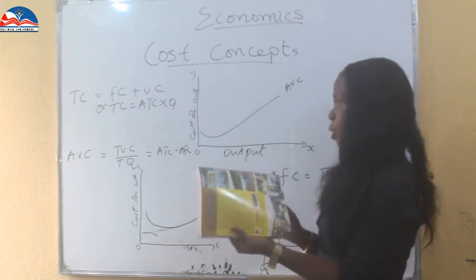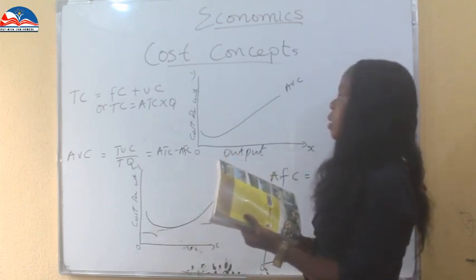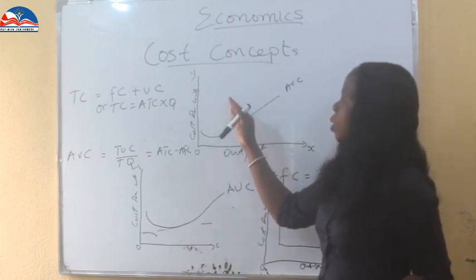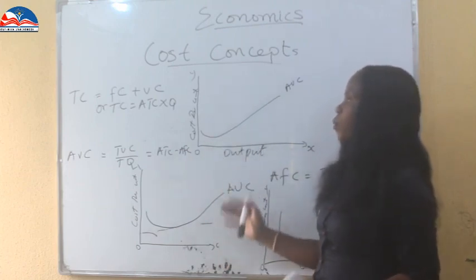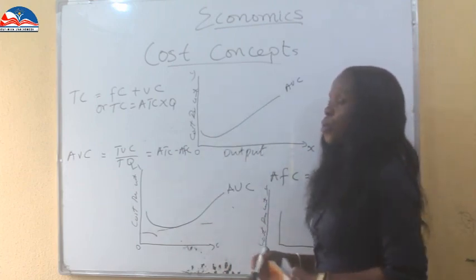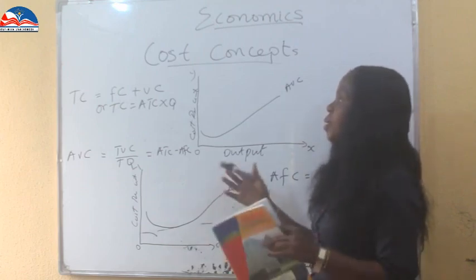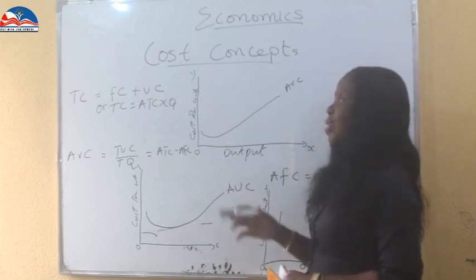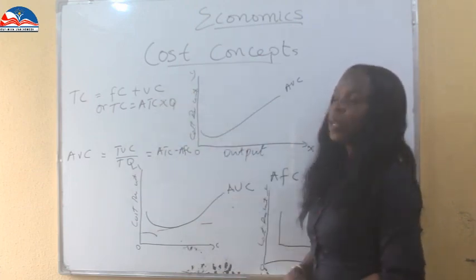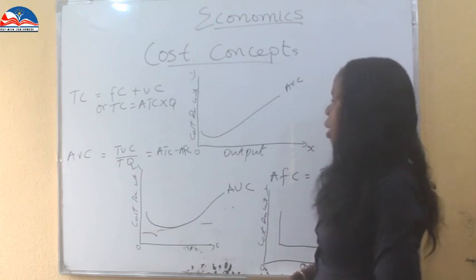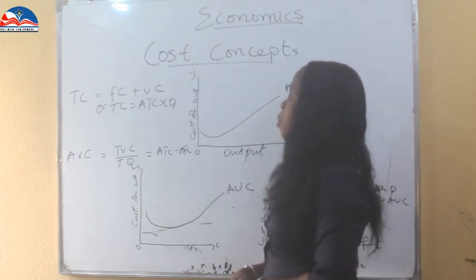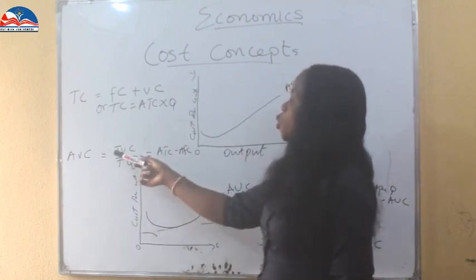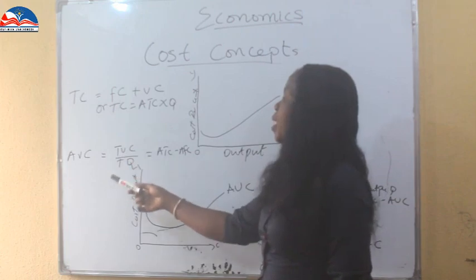Remember I told you that fixed costs remain constant. And total cost is fixed cost plus variable cost, or we can say total cost is equal to average total cost times quantity. It will still give us the same answer. Now let's go to average variable cost. The average variable cost can be gotten from total variable cost divided by total quantity.